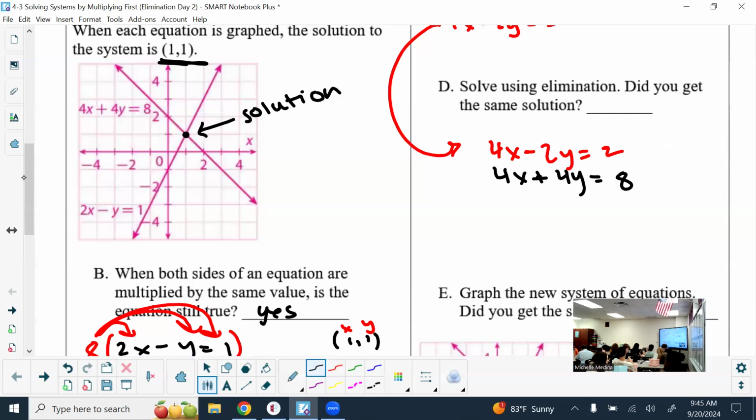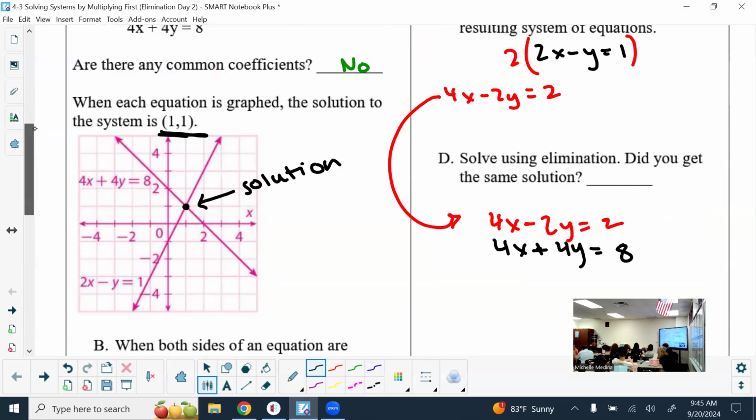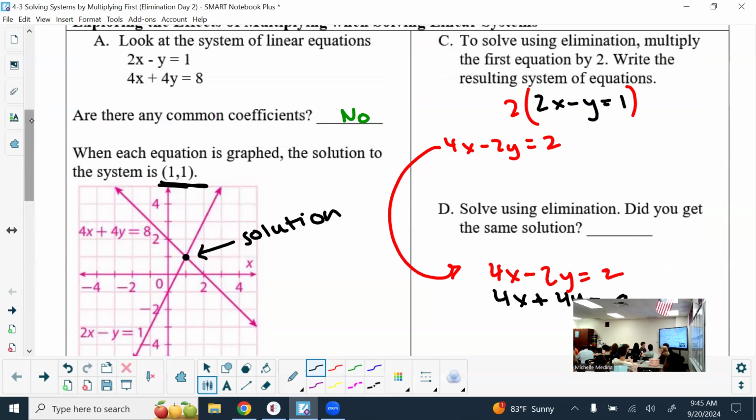Yes? It doesn't have to be. You could, if you wanted to, multiply the top one by a negative 2 to have that go on. It's just whatever you think is easier. Okay, but you have to pick a way. So I want a common coefficient on the x, so I multiply the top one by 2.